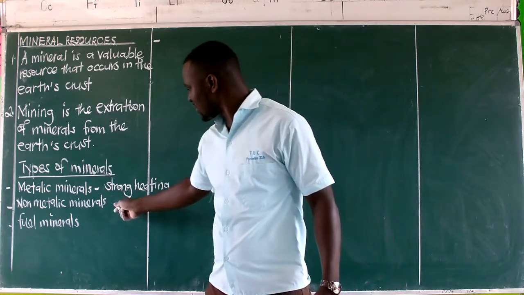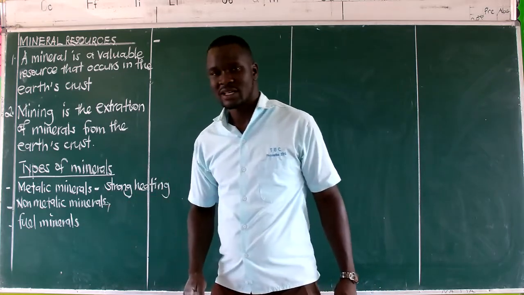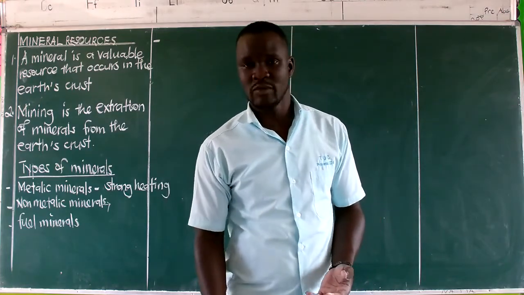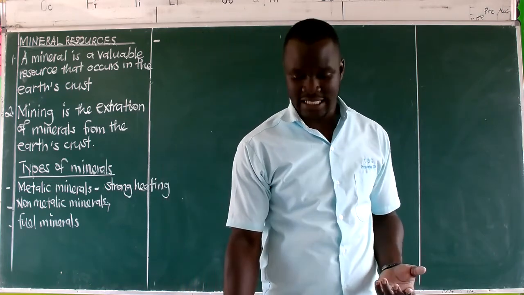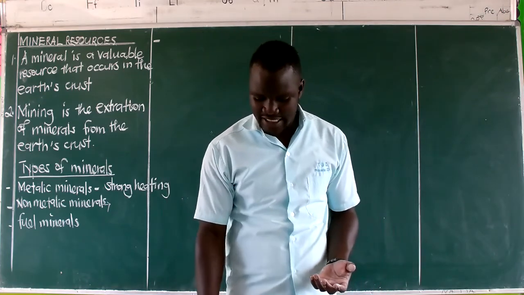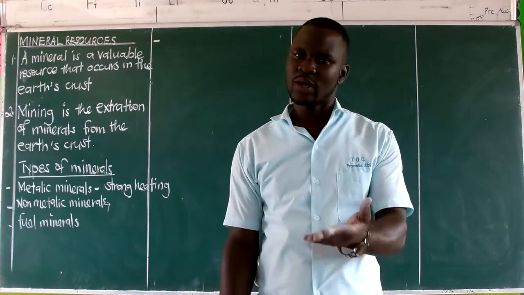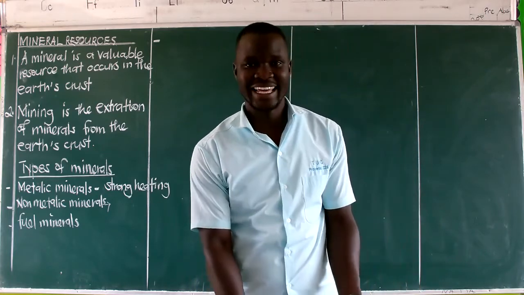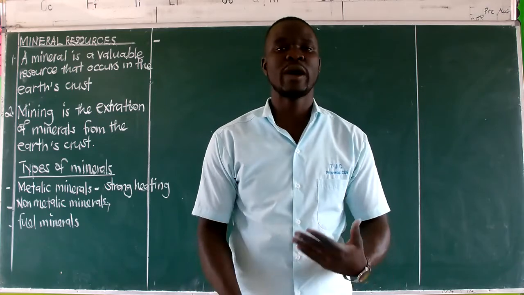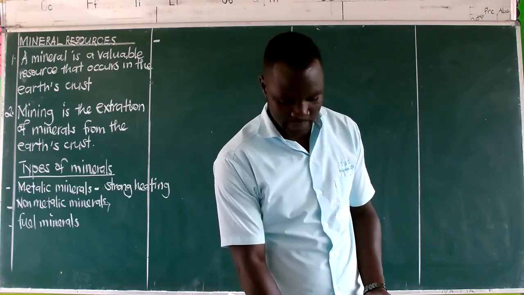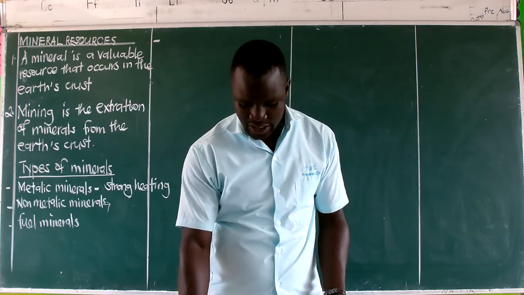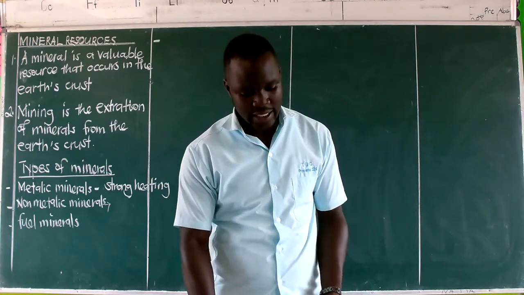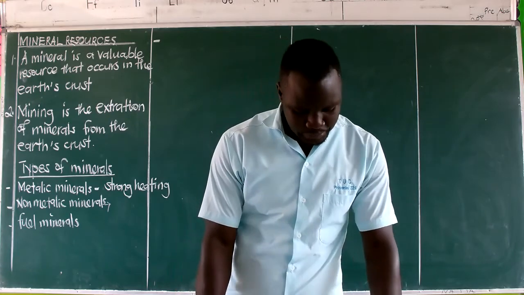And then we shall come to look at what we call non-metallic minerals. These are minerals that require simple heating for them to melt. They don't require a lot of heating. For example, we have phosphates, limestone, salt, clay. Look at salt. What do we need for it to melt? Clay. So you find that these ones do not require strong heating for them to melt. And then we have the fuel minerals. These are the ones that include coal, natural gas, oil, and lignite.